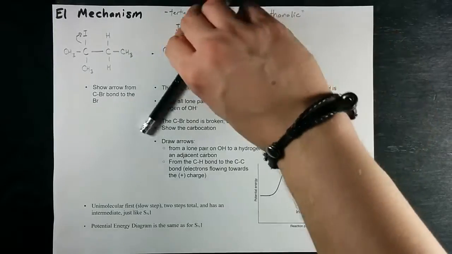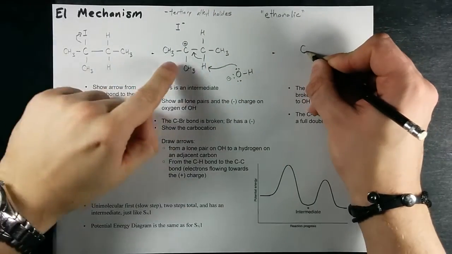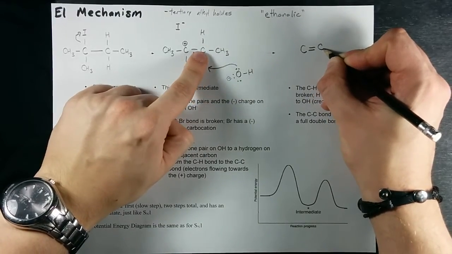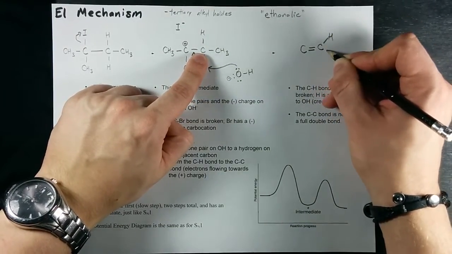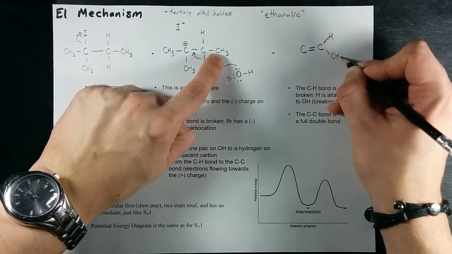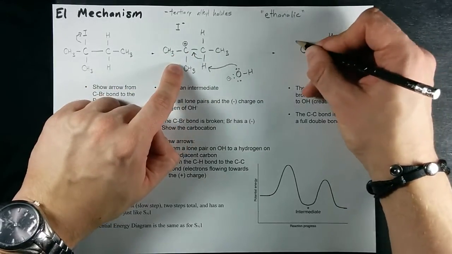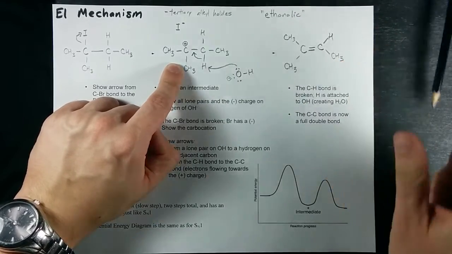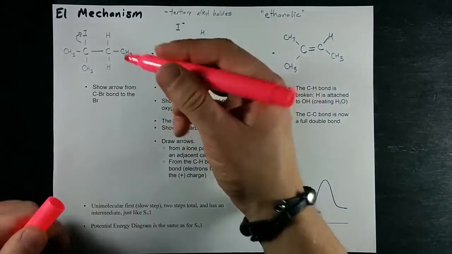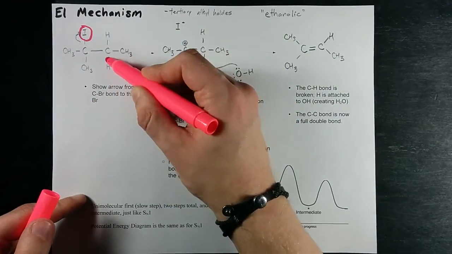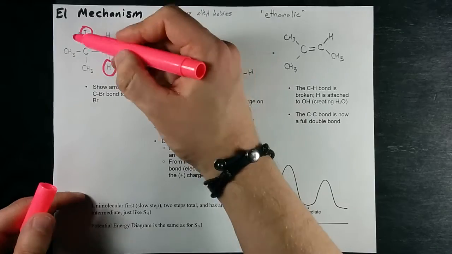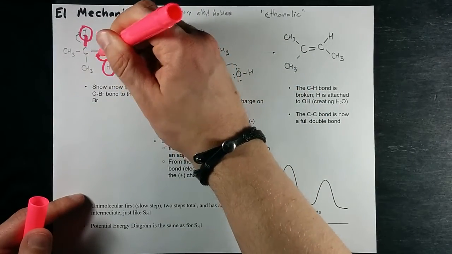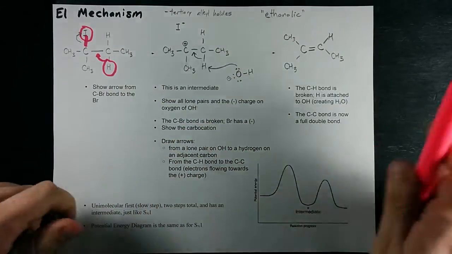What this leaves us with is these two carbons now double bonded to each other. Attached to this carbon, we still have an H, and we still have this CH3. And on this carbon, I still have both my CH3 groups. In the end, what I've done is I've removed this I and this H. The I took this electron pair with it, and this electron pair flowed into the pi bond.